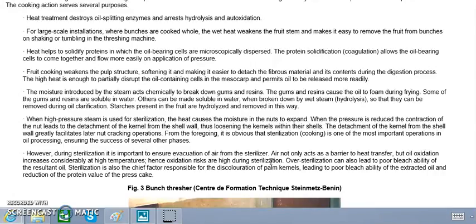Sterilization is also the chief factor responsible for the discoloration of palm kernels, leading to poor bleachability of the extracted oil and reduction in the protein value of the pressed cake. So you see, this issue of sterilization is quite important, so you have to do it right.